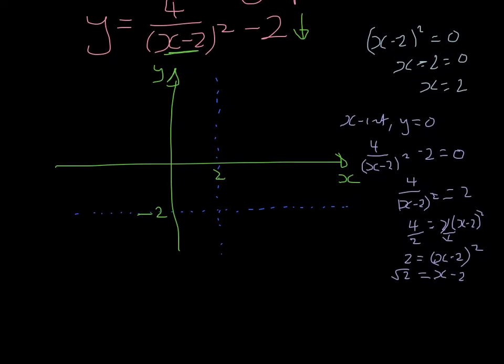And the x-intercept will be at 2 plus root 2. Okay. And then similarly for the y-intercept, I'll do that one in a different colour here. For the y-intercept, we make x equal to 0.